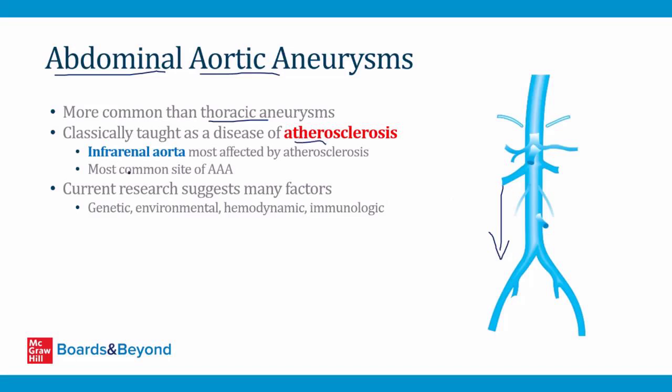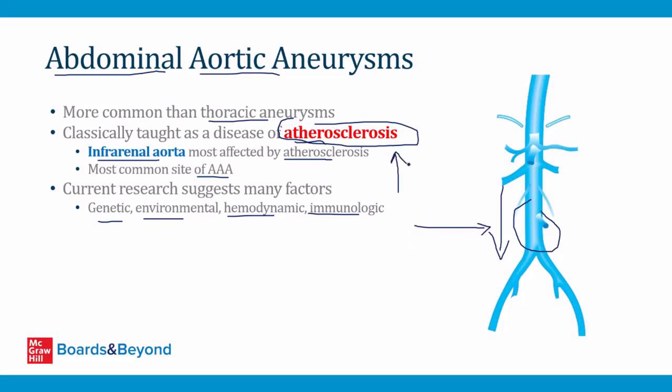And one of the reasons for this is because the infrarenal aorta, which is the portion of the aorta right here below the renal vessels, is the most affected by atherosclerosis, and that's the most common site of AAAs. Now, since I was in med school, there has been a lot of research that suggests that more factors than just atherosclerosis are associated with these aneurysms. There's genetics, environmental factors, hemodynamic, immunologic, lots of things contribute to these. But nevertheless, there is a strong association with the location of where these aneurysms develop and where atherosclerosis develops in the abdominal aorta.